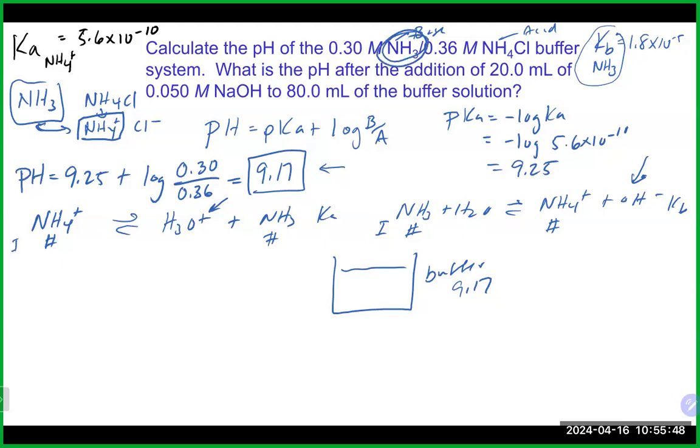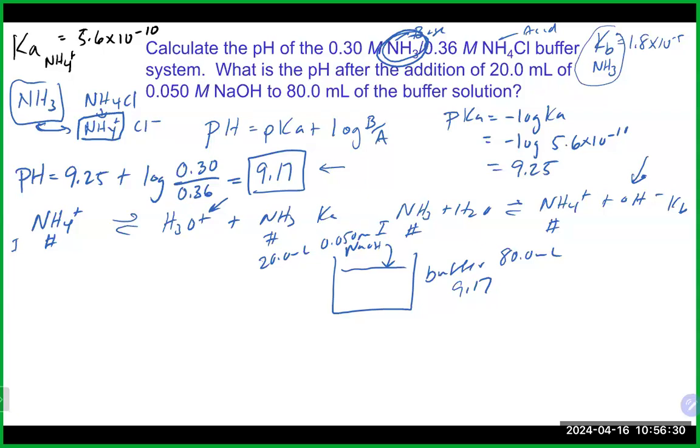Other questions? Okay, so speaking of that, we're now ready to add the second part of the question, which is we're going to add 20 milliliters of sodium hydroxide to 80 milliliters of this buffer. So we basically have 80 milliliters of this buffer that's at 9.17. And now we're going to add 20 milliliters of 0.05 molar sodium hydroxide into here. So in this case, we are going to get a reaction that's going to occur. And we do need to do this in moles because we're definitely adding volume to volume. So this would be a situation where we do want to do it in moles.